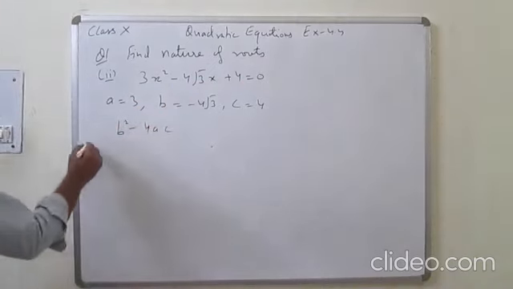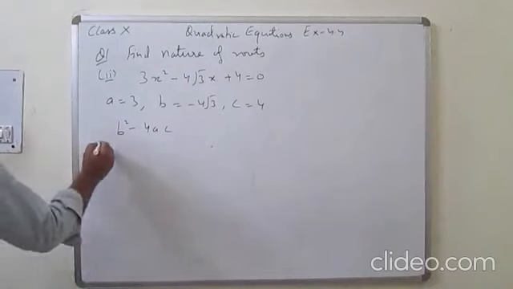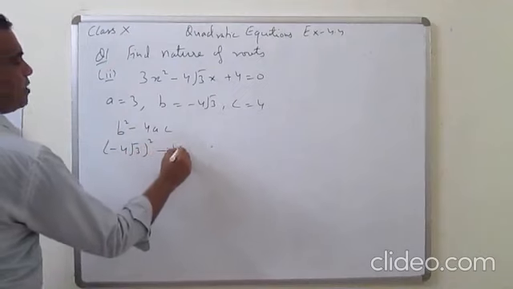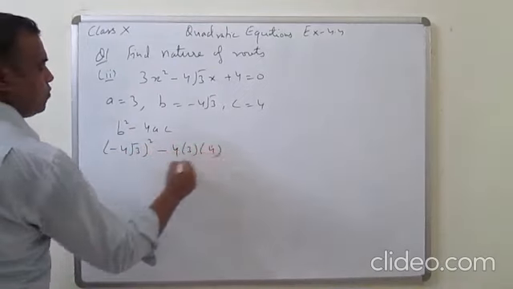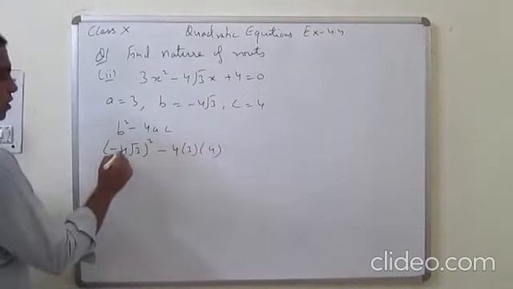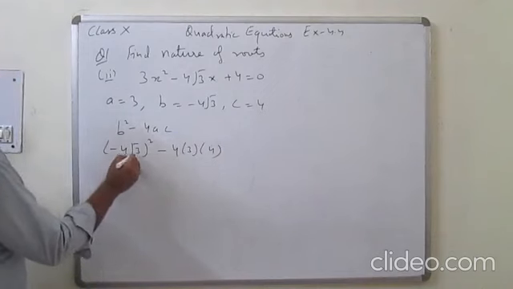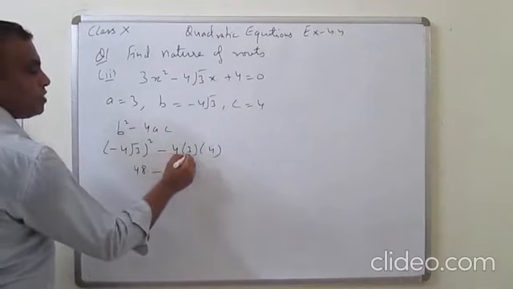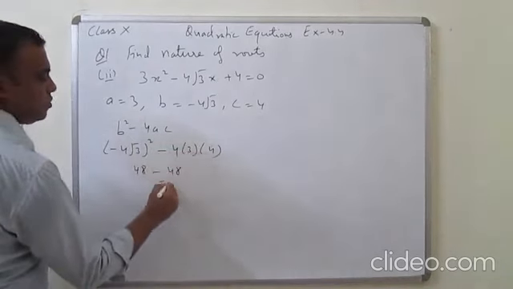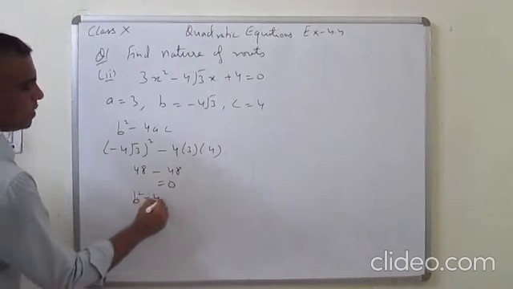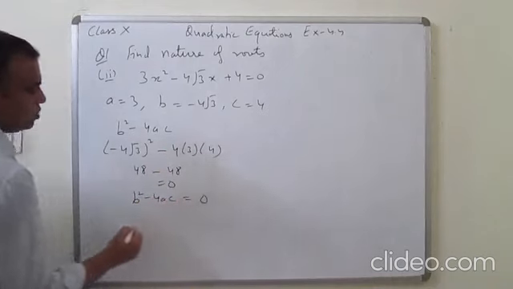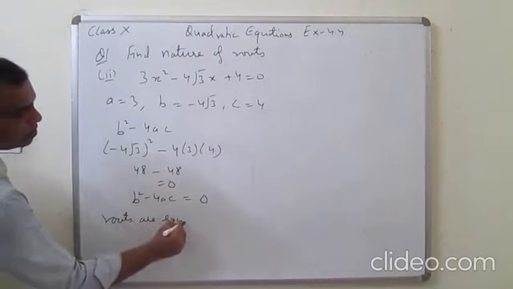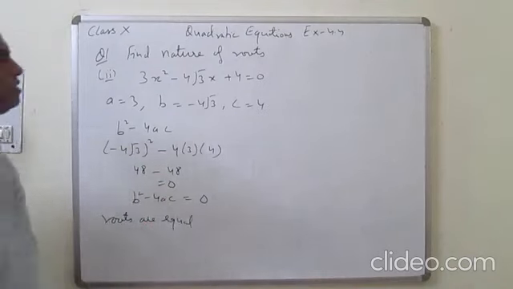Here b is equal to minus 4 root 3 whole square minus 4, a is 3, c is 4. So 4 4 is 16 into 3, 48 minus 4 3 is 12, 4 is 48, is equal to 0. It means b square minus 4ac is equal to 0. So roots are equal. Two roots are equal.